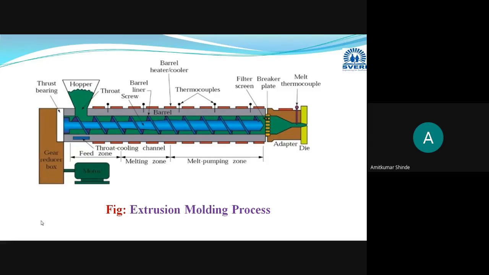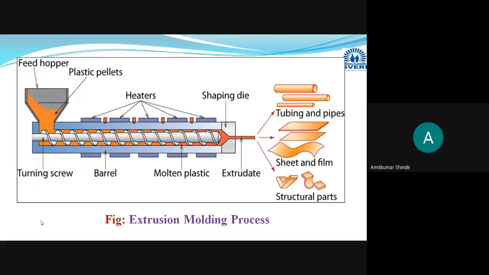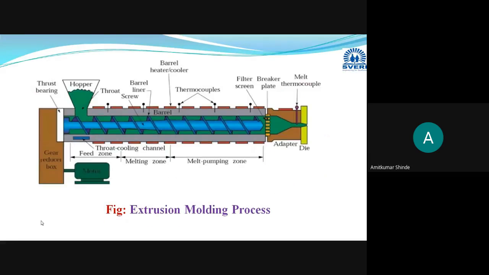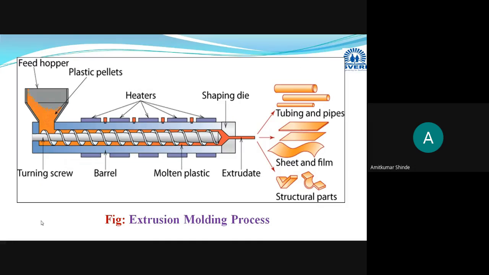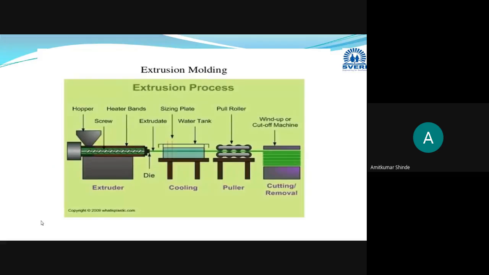I have collected two, three diagrams so that it will be very easy to understand. In the first two diagrams, the cooling system is not shown, that's why I have collected this third diagram. The extruded product must be cooled. Then, depending on our need, we perform cutting or material removal operations there also. In this way, I have collected three diagrams here. This is the extrusion molding.